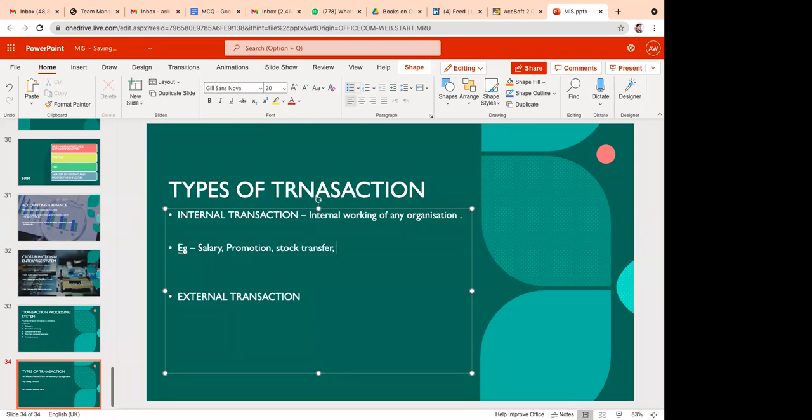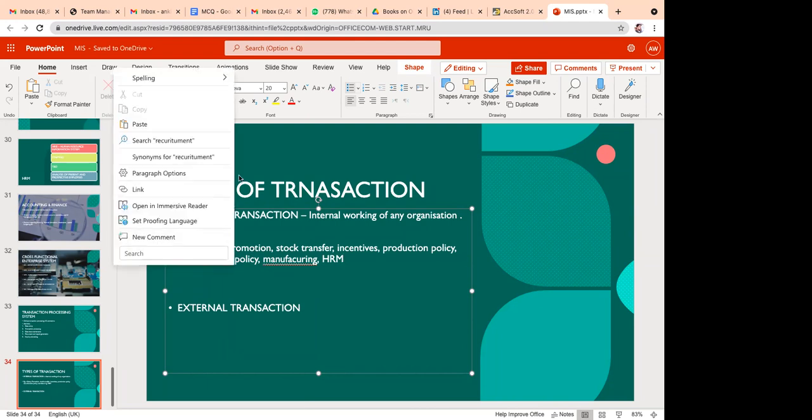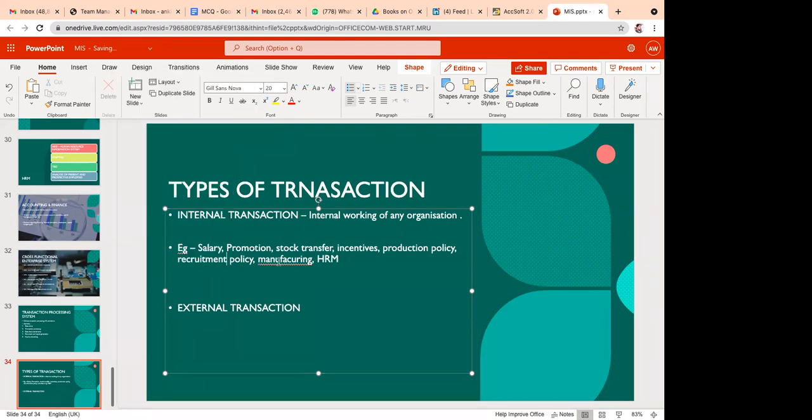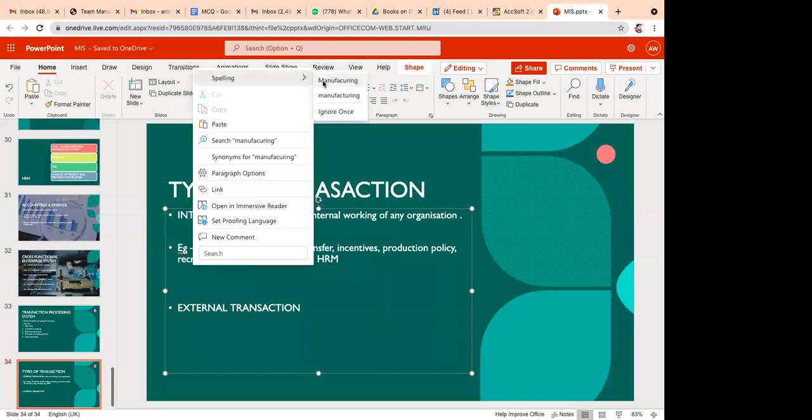Incentives, bonus, recruitment policies, production policies, this all will come under internal transactions. Manufacturing and production, finance and accounting, human resource management, this all are internal. Everything will come under this, guys. Clear, everyone? What is an internal transaction? And the examples are also clear.